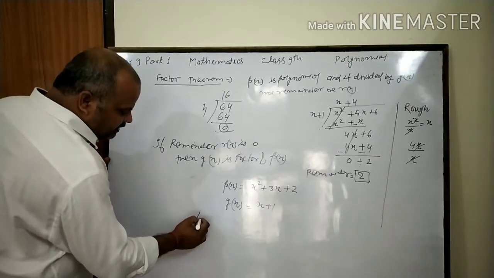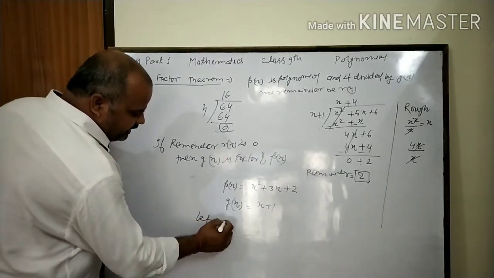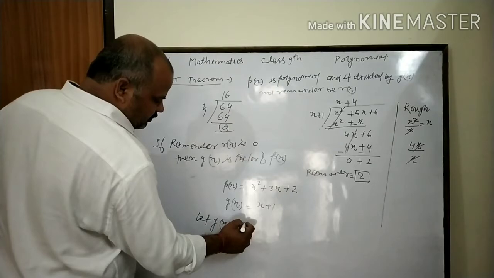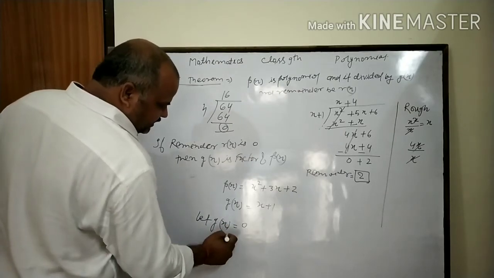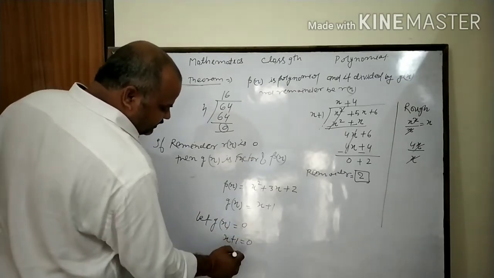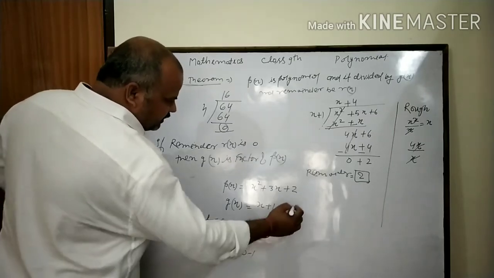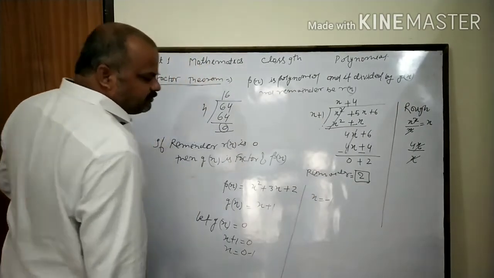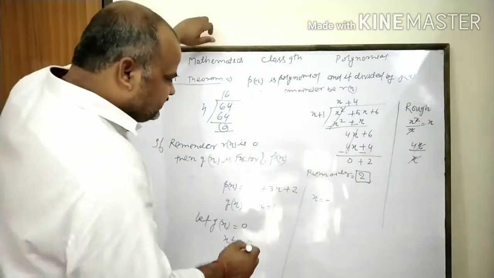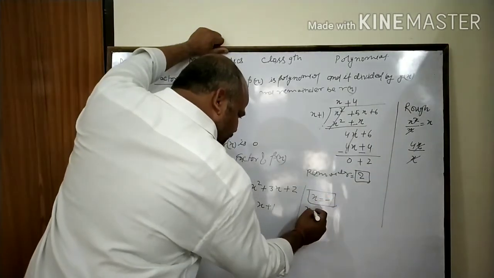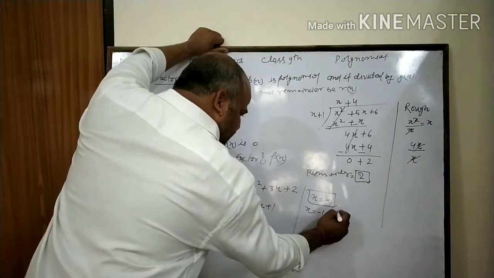We can consider g(x) is equal to 0, and here g(x) is equal to x plus 1 is equal to 0. From here x is equal to 0 minus 1, so x is equal to minus 1. Clear? Now x is equal to minus 1. Put it in p(x).